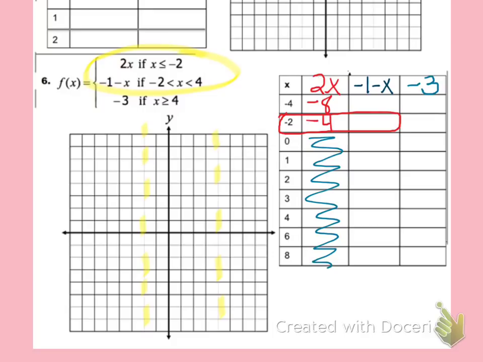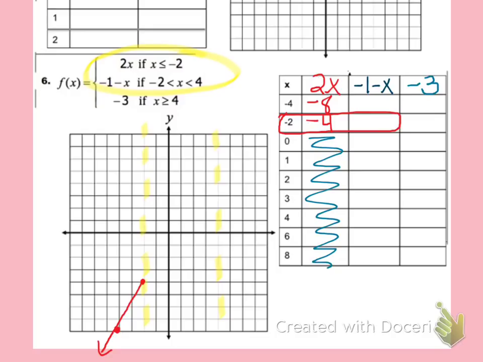I know that it's going to be to the left of -2. I'm going to plot these 2 points, one at -4, -8, and one at -2, -4. And when I connect these, I just know that it is going to only go to the left of this boundary, and it will go on like that forever.